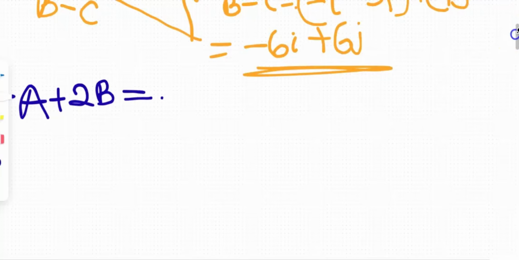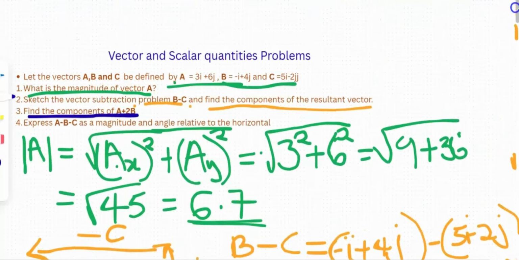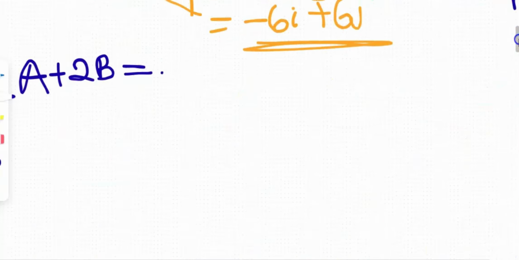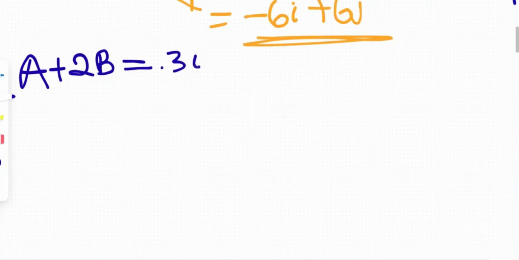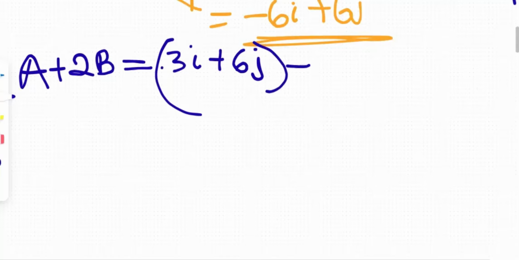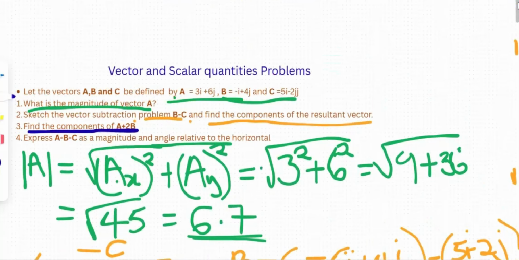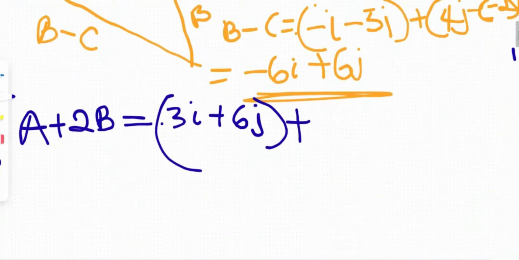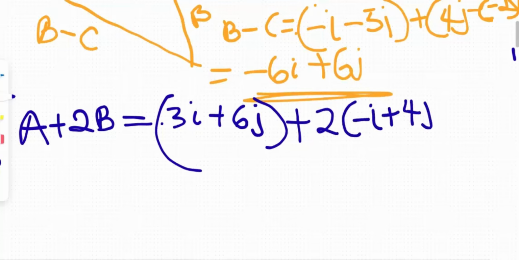A here is 3i plus 6j. This is A. Plus 2B is what? B is negative i plus 4j. So we have 2 times the bracket negative i plus 4j. In that sense, this B is this bracket, then the 2 is what multiplies it.